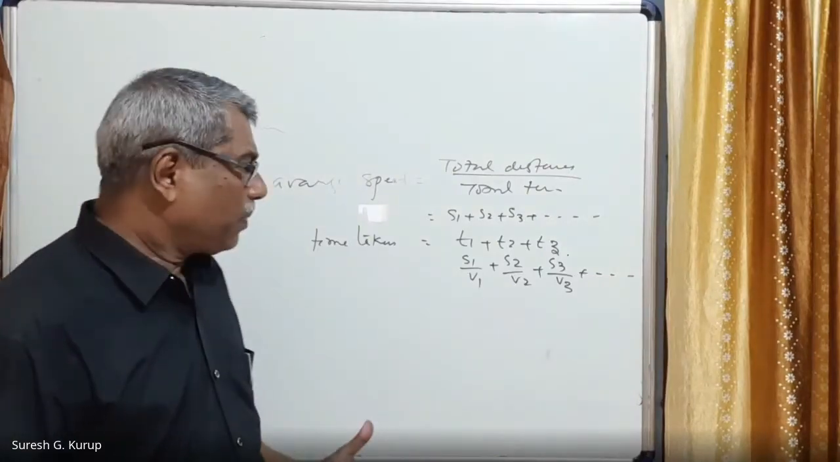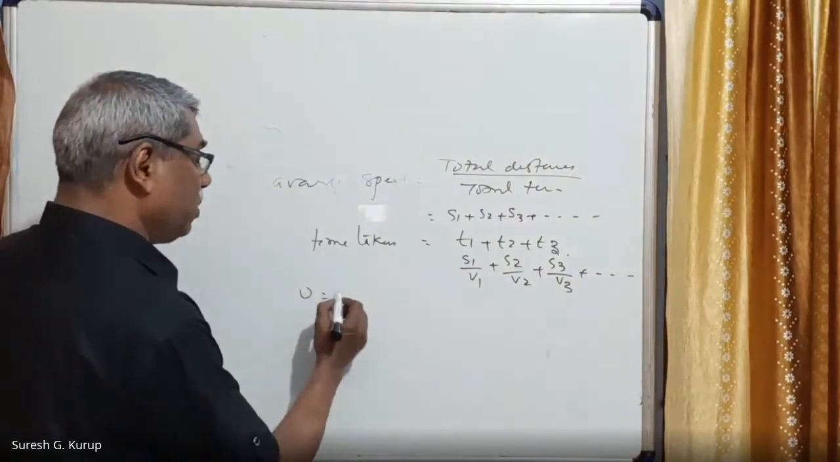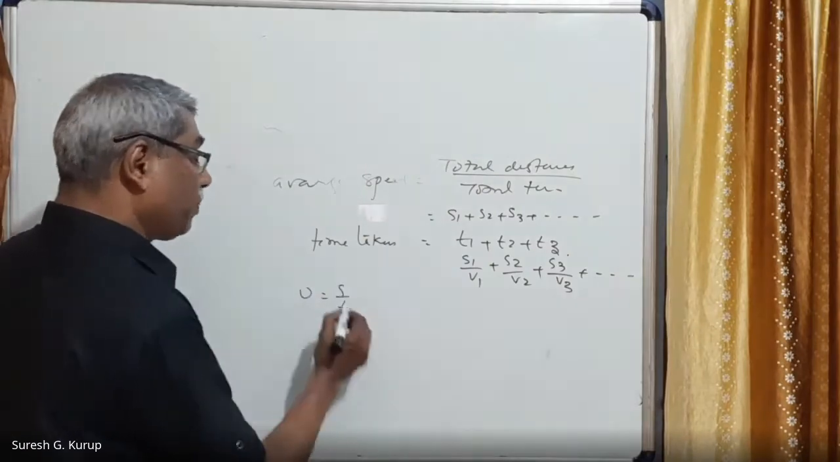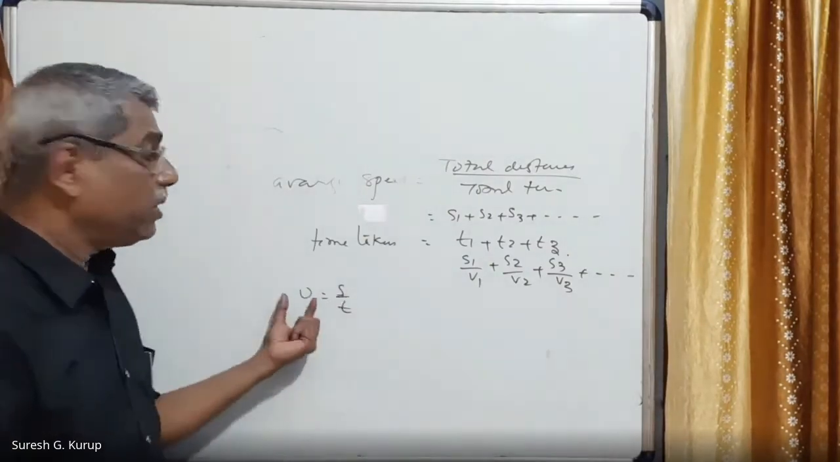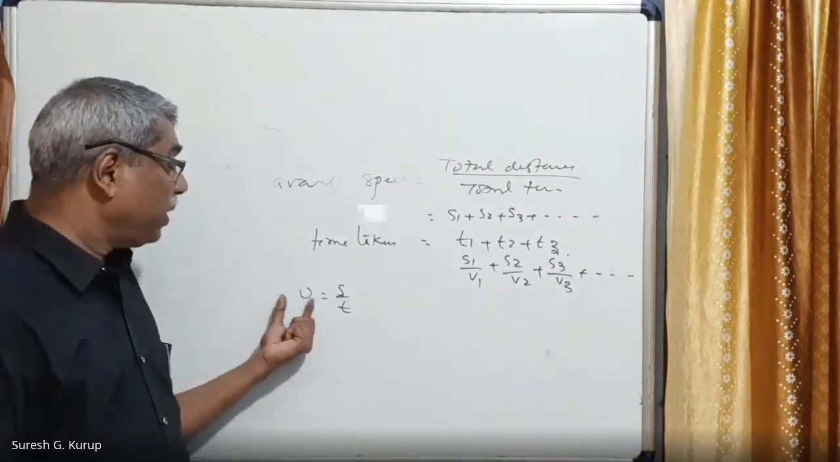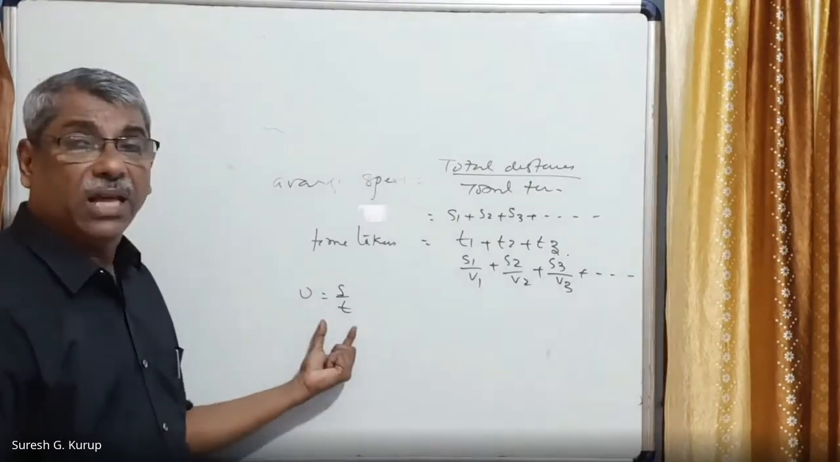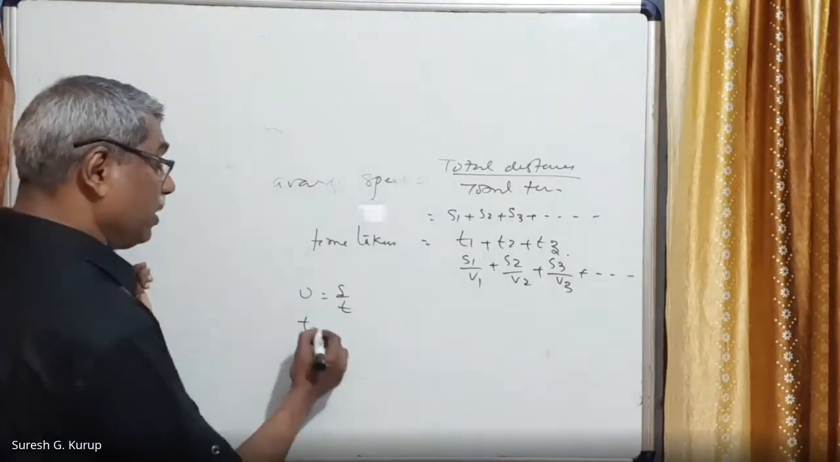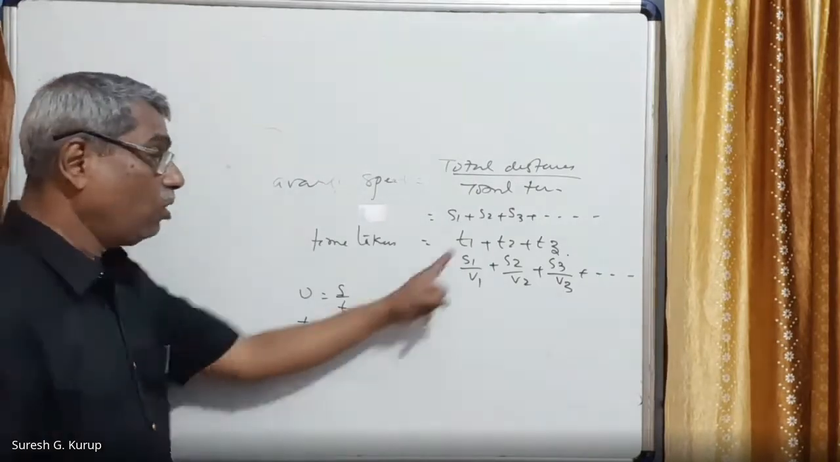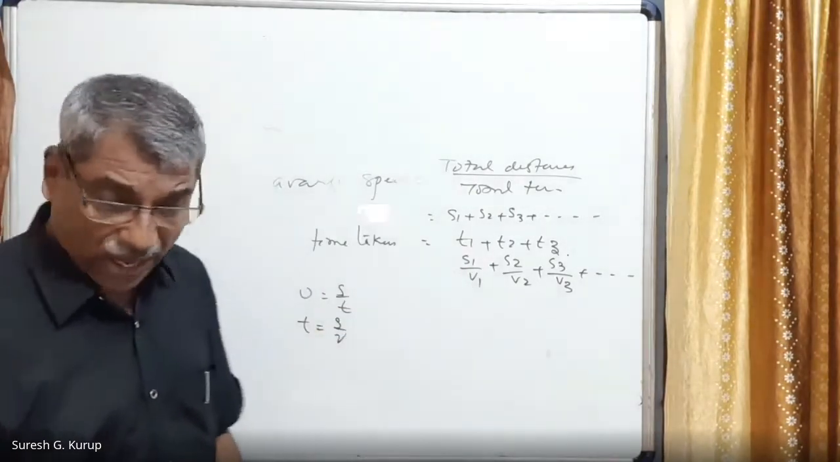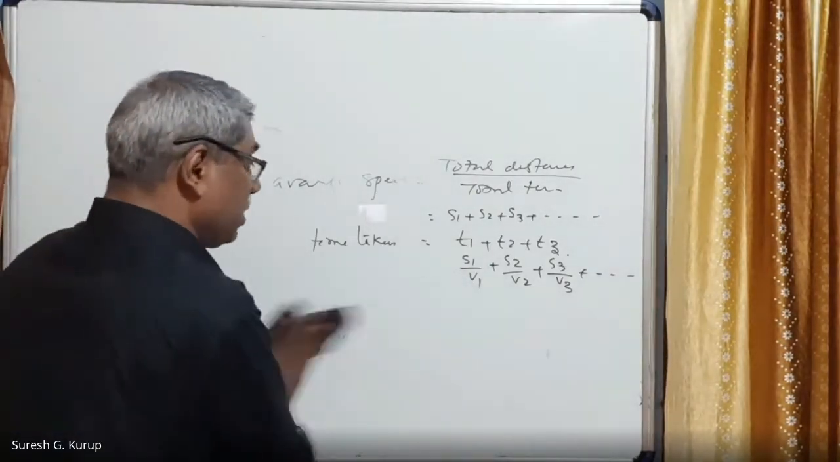Speed v is equal to s by t. Everybody knows that. Therefore t is equal to what? t is equal to s by v. That will be written here, right? So this is the total time also calculated.